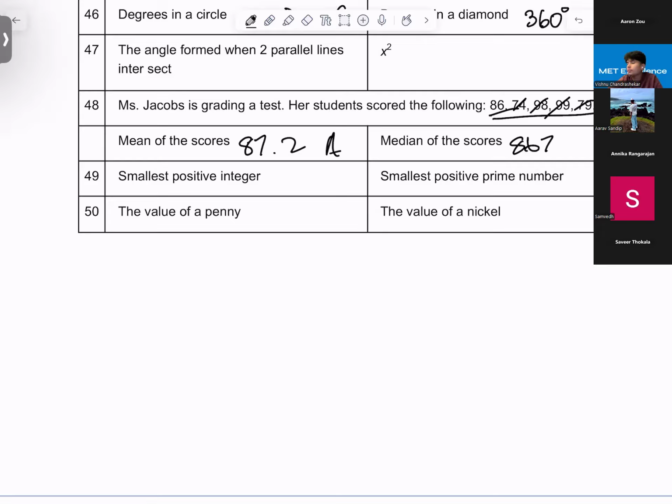Okay, question 49. The smallest positive integer and the smallest positive prime integer. The smallest positive integer is 1, and the smallest positive prime number is 2. So quantity B would be bigger.